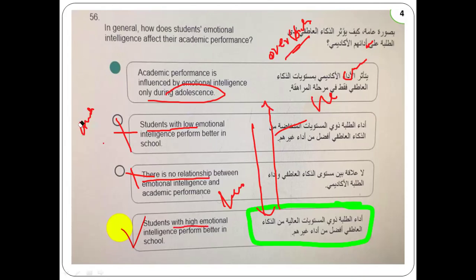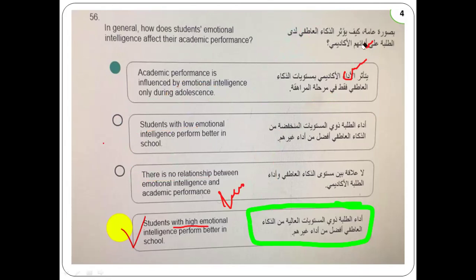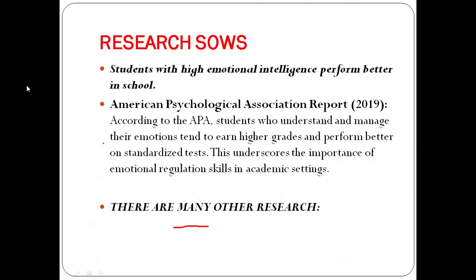Now, the question is how do we know that? Actually, this question has been taken from research. There's a question which is called the APA style. So this is American research that has shown this. I'll give you the reference. Students with high emotional intelligence perform better in school. American Psychological Association, 2019: according to this, students who understand and manage their emotions tend to earn high grades and perform better. This is the research reference that has been given.